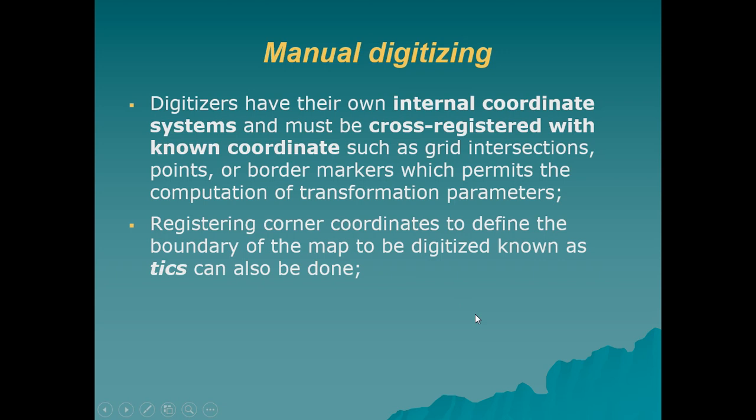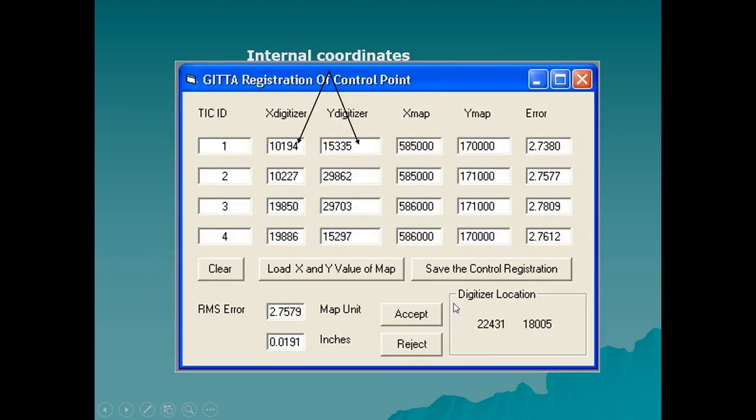Okay, and before we do that, normally what we would have to do is set what we call tick boundaries. That would be the corners of the map. So those tick boundaries would have those internal coordinates, right? The computer internal coordinates. Here we have an example of what that looks like. We have the tick IDs 1, 2, 3, 4, and this X digitizer, Y digitizer would be your X and Y internal coordinates.